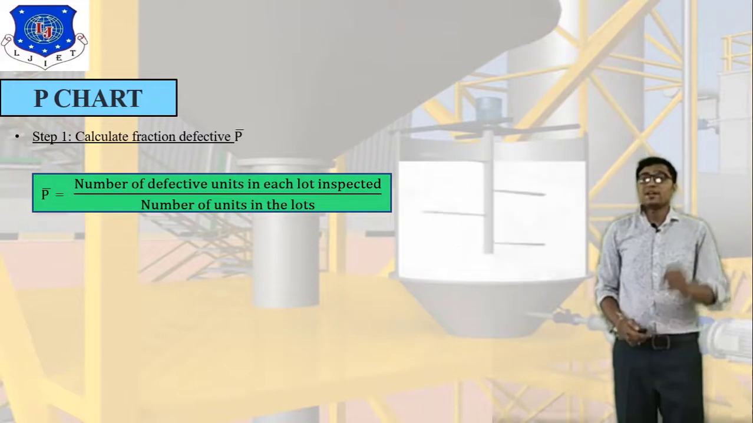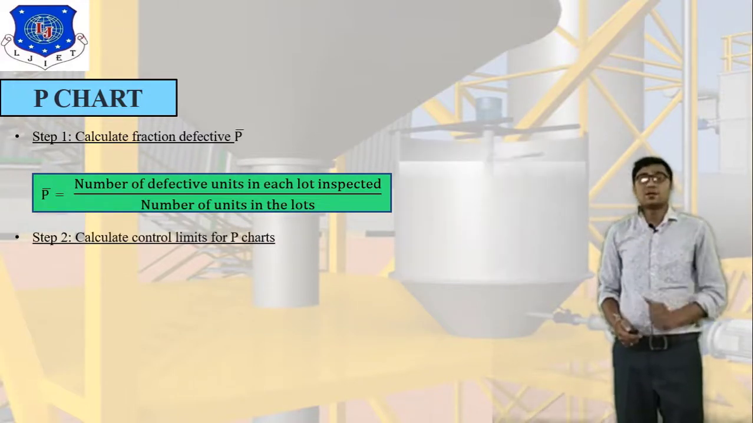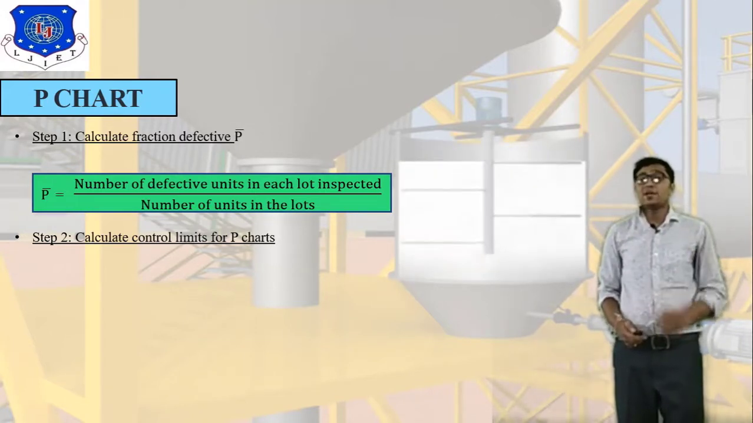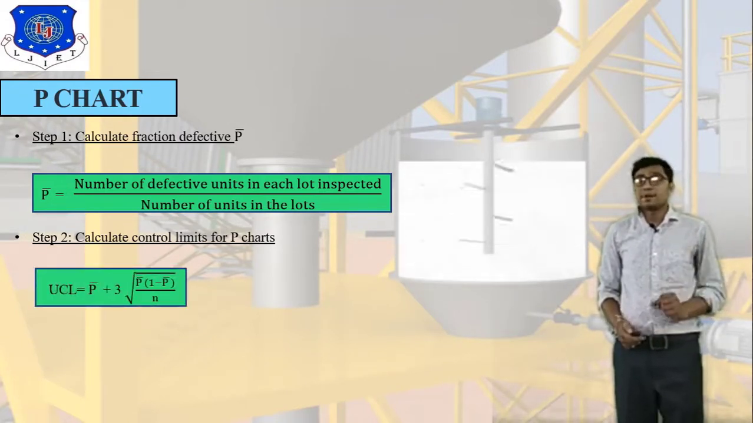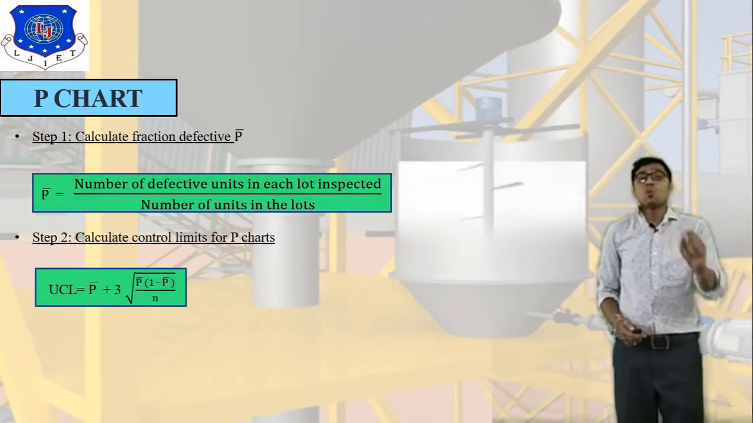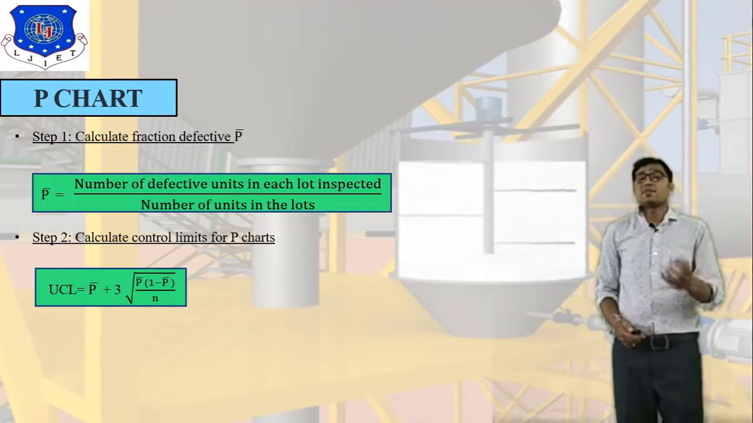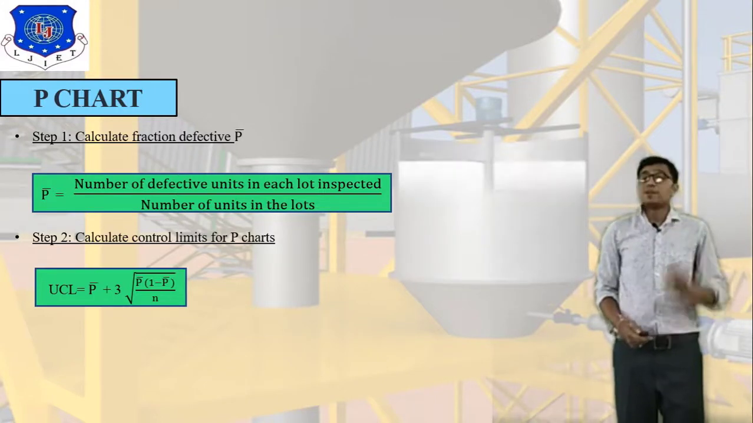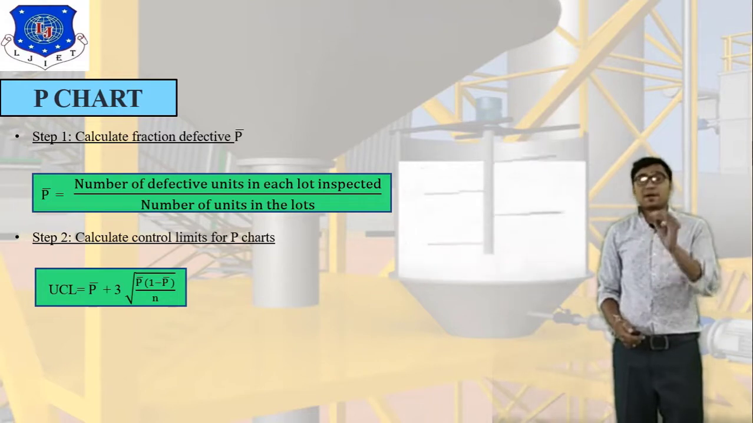Number 2, the second and important step, is related to the upper control limit and lower control limit, that is UCL and LCL. Calculate the control limit for the P chart. UCL is equal to P bar plus 3 times the square root of P bar into 1 minus P bar divided by N. Here P bar is the fraction defective that we found in step number 1. So you can easily find the UCL, the upper control limit.